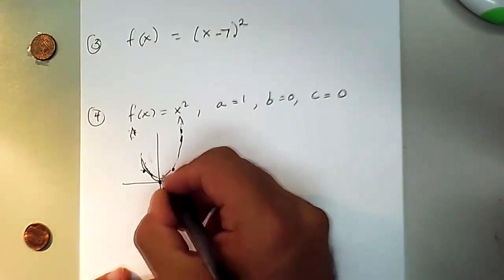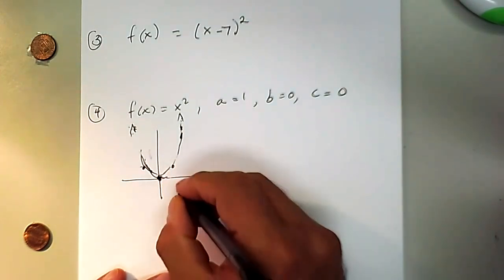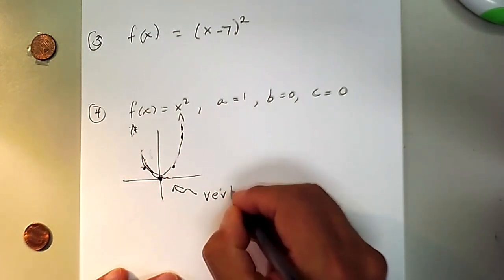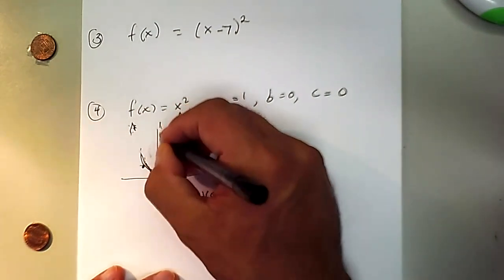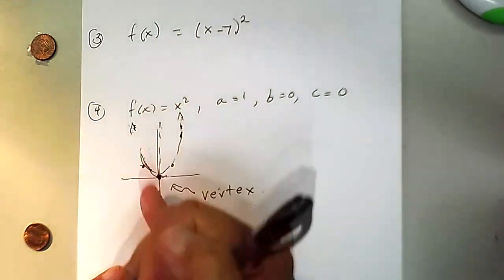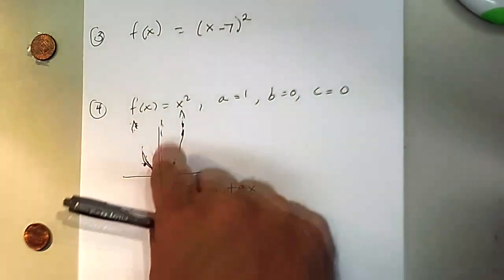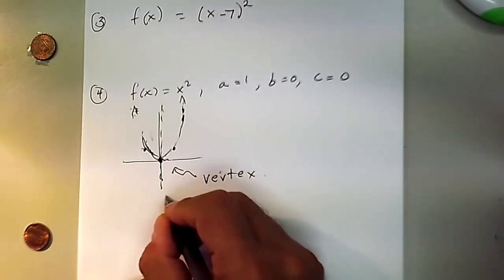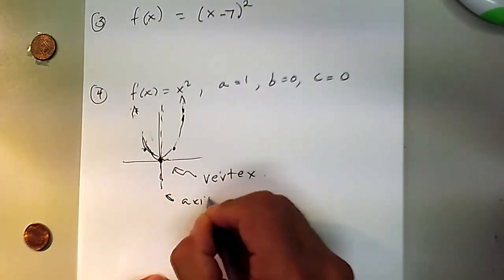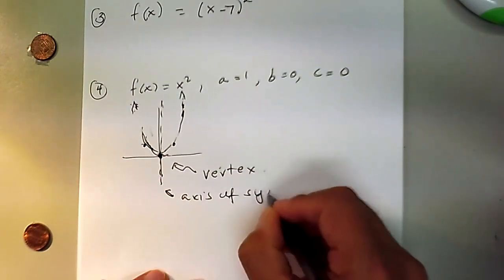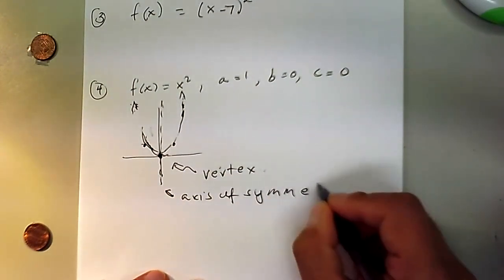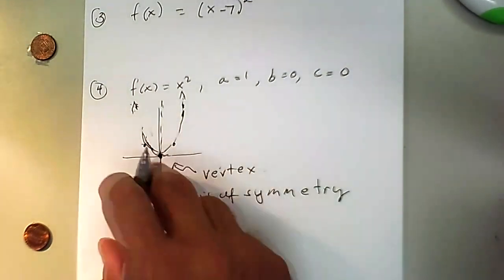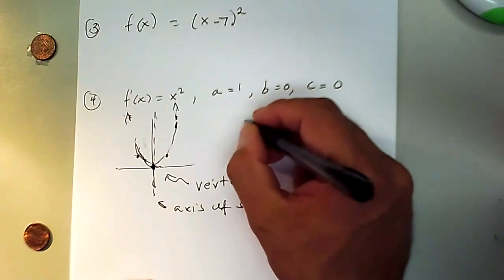Before I continue, let me come back to this. The point down here is where it turns from one direction into the other direction. It's called the vertex. This line through its center, the center of the parabola, is called the axis of symmetry. Axis of symmetry. So we have to become familiar with parabolas. Oh, by the way, the shape is a parabola.